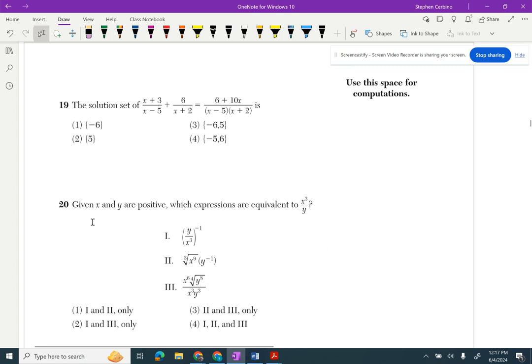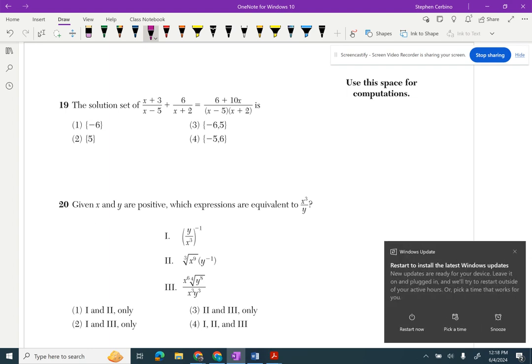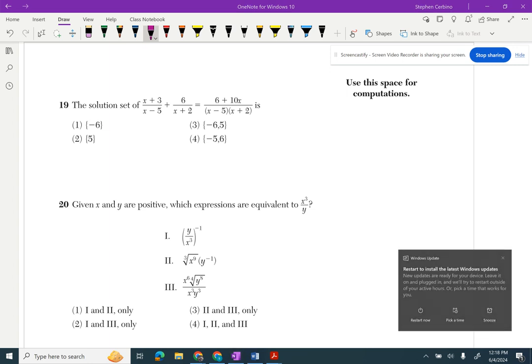Number 19 requires us to do a whole bunch of algebra. So the first thing we have to do when we see multiple fractions in an equation is we want to create a common denominator. So our common denominator is going to be x minus 5, x plus 2. How do I know that? I can multiply the first fraction by something and the second fraction by something to get that denominator. So we can do that.